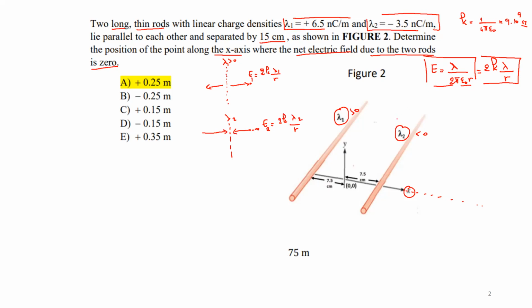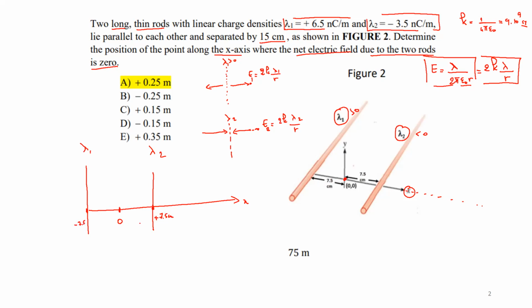Now let's come to our problem and solve it. These are my two rods. Let me just do it this way. This is lambda 1, and this is lambda 2, and this is my x-axis. My origin is right here in the middle. Lambda 2 is at plus 7.5, and we'll put it in meters later. With respect to the origin, lambda 1 is at minus 7.5 centimeters.